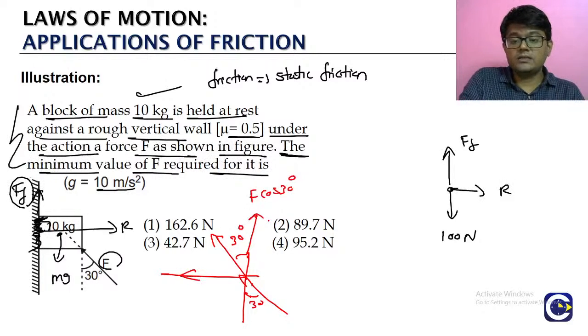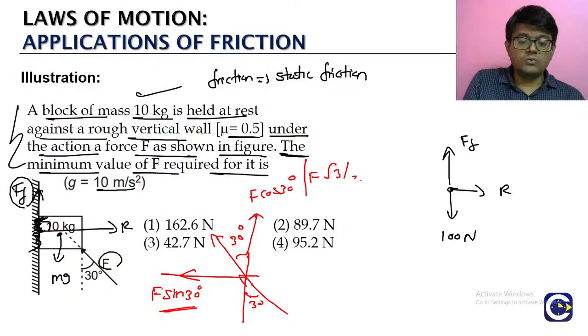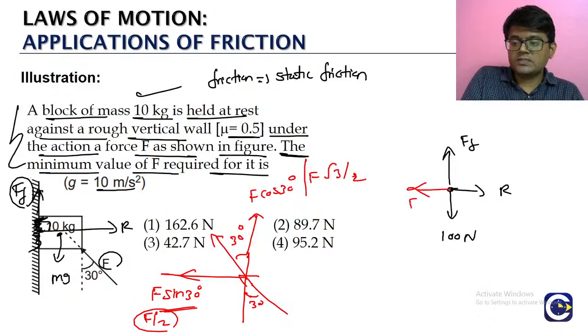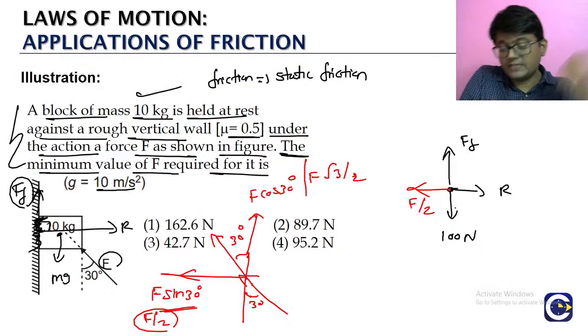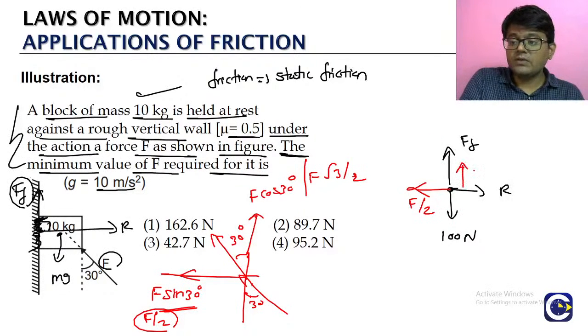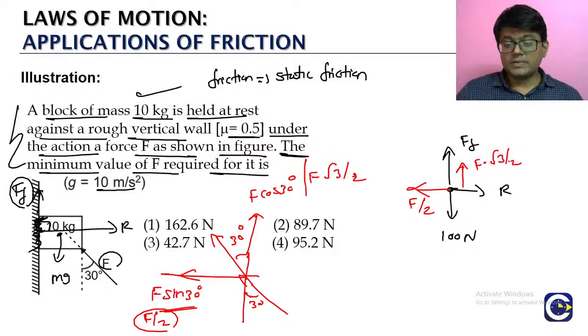The vertical component will be up. The horizontal component will be towards the left side. What is the horizontal component? F sin 30. Here sin 30 means half, cos 30 means root 3 by 2. So the vertical component is F into root 3 by 2, and the horizontal component is F by 2, which is towards the left.